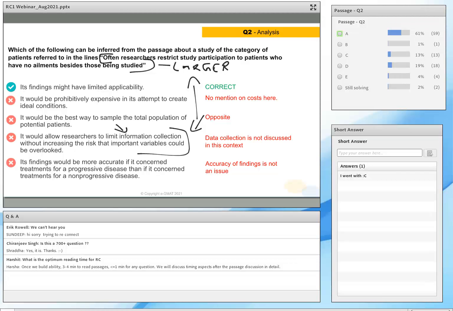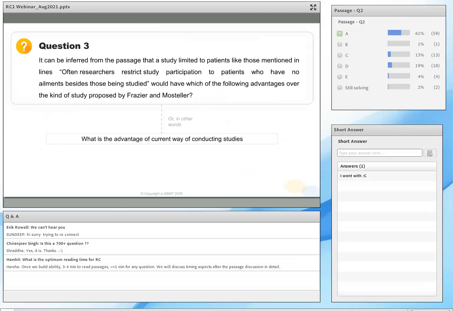Okay, moving on. It would be the best way to sample the total population. I don't know why you would choose even choice C, because it is talking about the way the current clinical trials are done, and in no way does the author say that it's the best way to sample. It doesn't cover the total population, because it is so limiting in choosing the subjects that they do, right? So definitely choice C is incorrect.